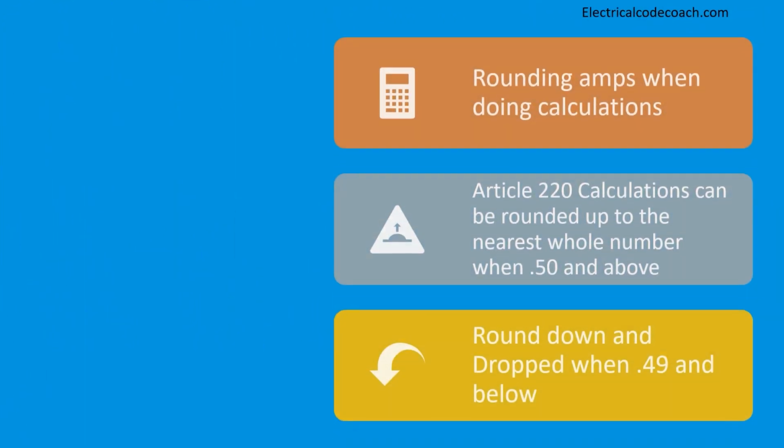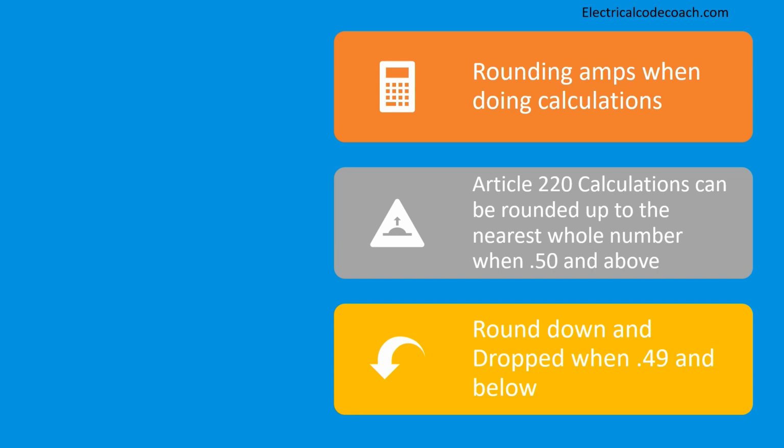All right, so a couple of things that we have to remember. When we're doing load calculations, we're going to round our amps. Article 220 calculations can be rounded up to the nearest whole number when they are 0.50 and above. Round down and drop it off the calculations when it's 0.49 and below.